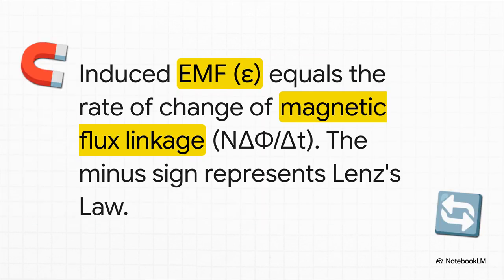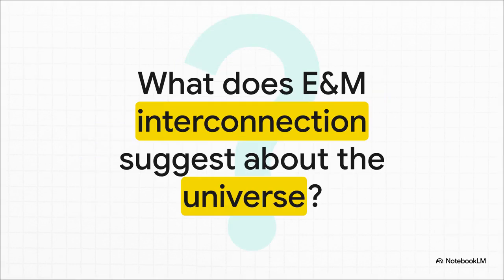And this equation right here ties both of those laws together. This part on the right, the number of turns in the coil, N, times the rate of change of magnetic flux, that's Faraday's law. And that little negative sign out front, that's the mathematical way of writing Lenz's law, representing that opposition to change. So we'll end with this thought.